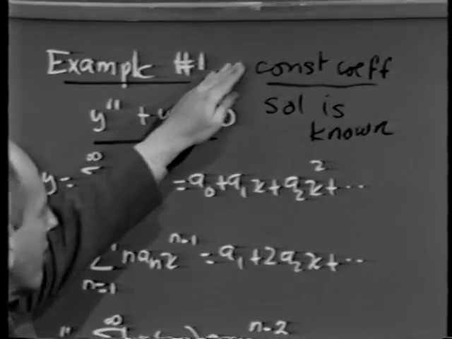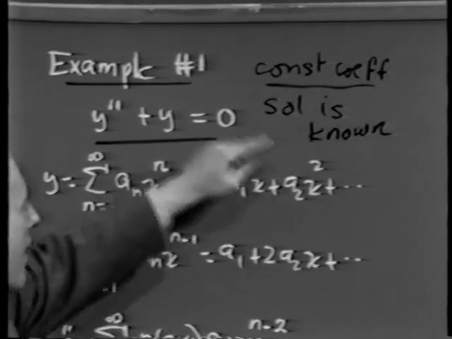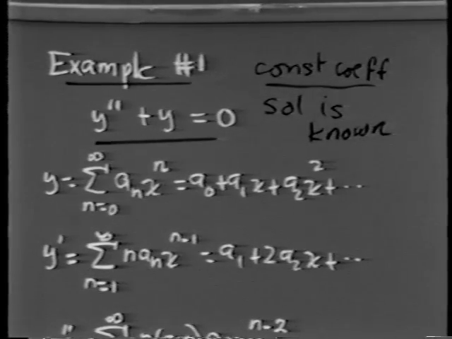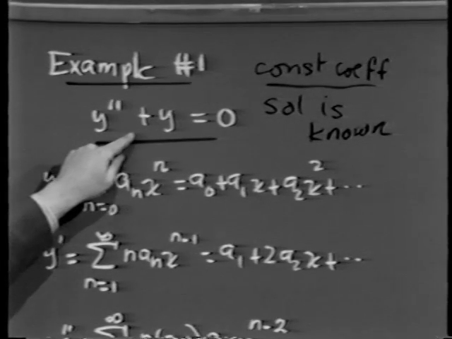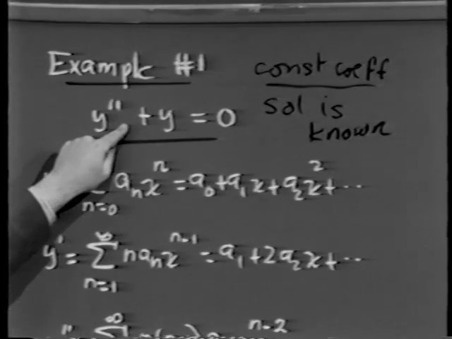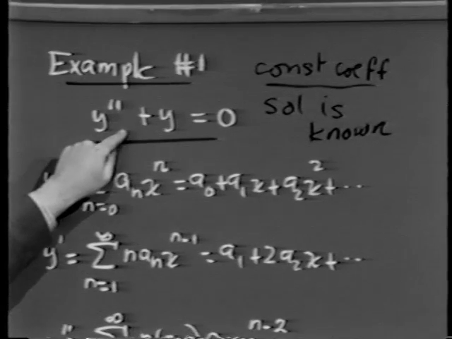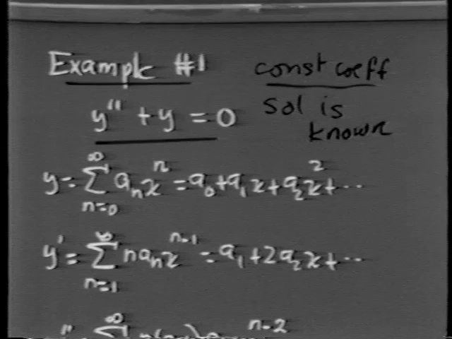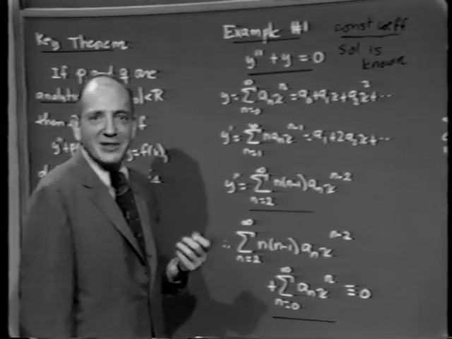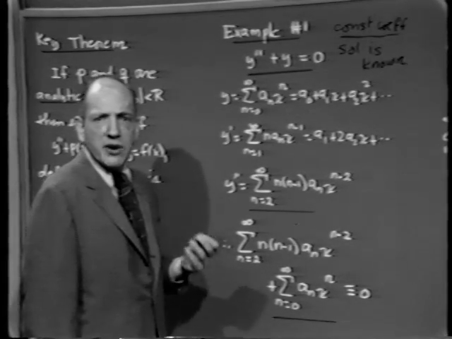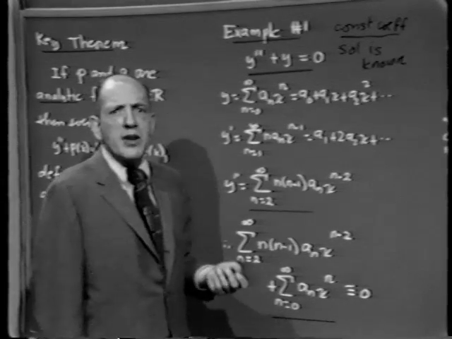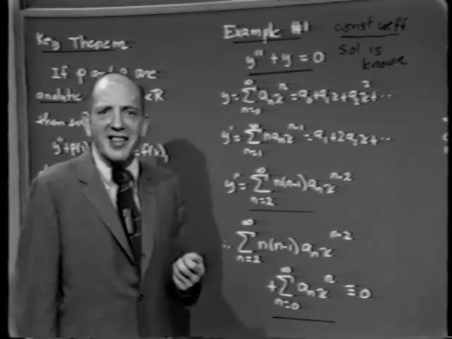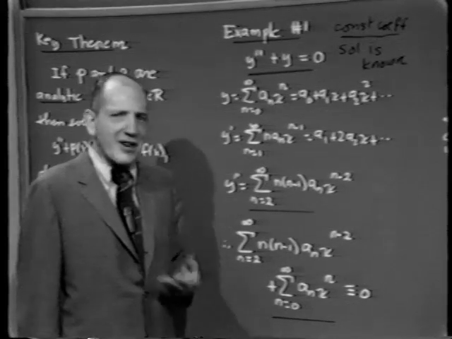I picked one with constant coefficients where the solution was known simply so that we could illustrate what the method is. By the way, notice that in this particular problem, p of x, which is the coefficient of y prime, is 0. Q of x, the coefficient of y, is 1. And certainly 0 and 1 are analytic functions. In fact, the power series for 0 is 0, and the power series for 1 is 1. So certainly our coefficients meet the requirement. And what we do is we start off saying, OK, if any solution exists, it must look like a power series. Let's go find it.